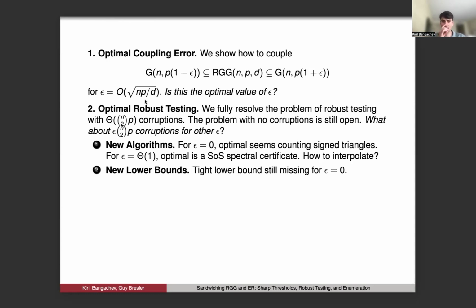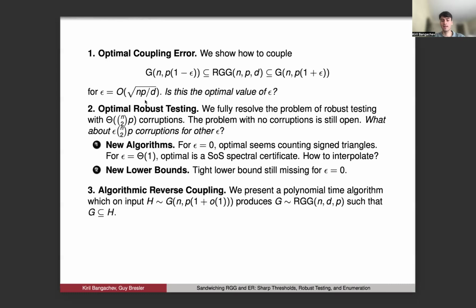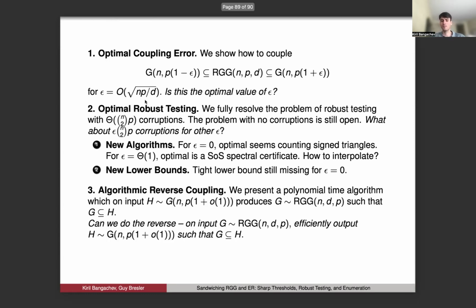The last question with which I'll end is related directly to the coupling, not the applications, and it's whether we can reverse. So what do I mean by this? Note that we present a polynomial time algorithm, which on input an Erdos-Renyi graph produces a random geometric graph with just slightly smaller density, which is contained in the Erdos-Renyi. Can we do the reverse? So if someone gives us the random geometric graph, can we output an Erdos-Renyi which contains our random geometric graph? Now, I'd like to note that this is actually purely an algorithmic question because we can always reverse the coupling, but can we do so efficiently?